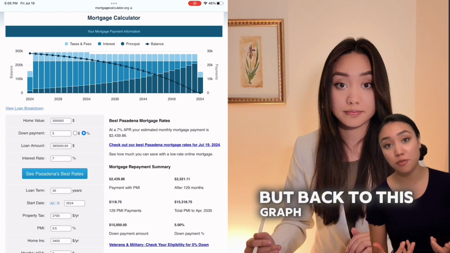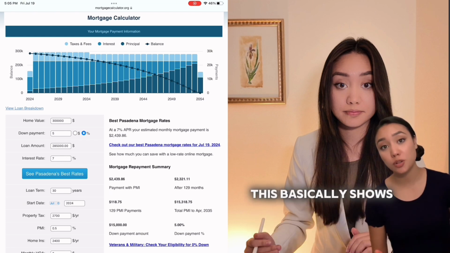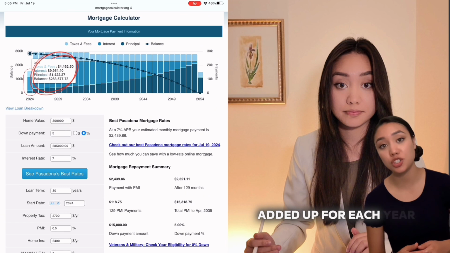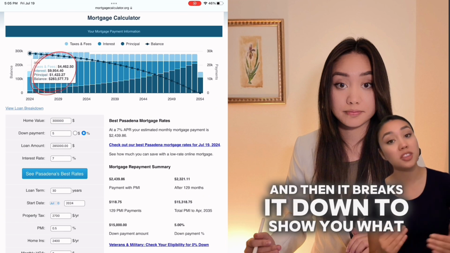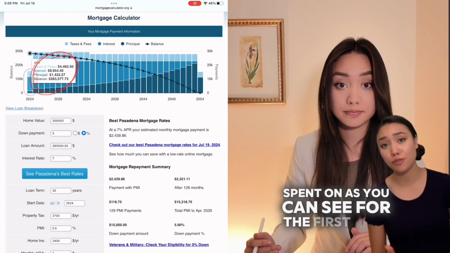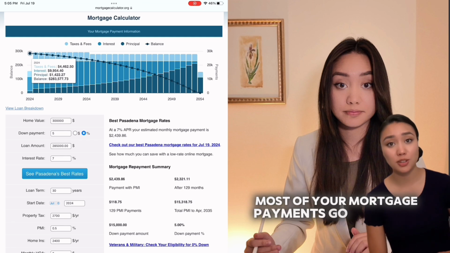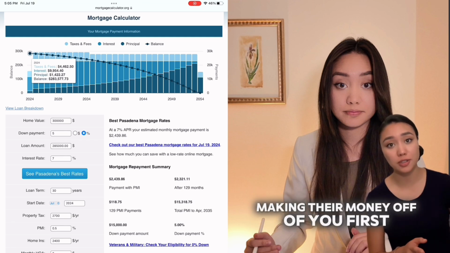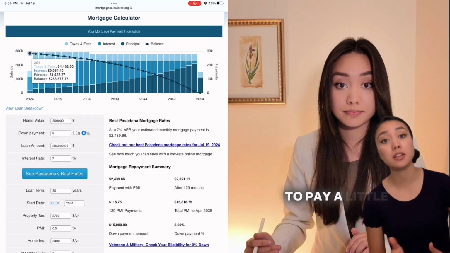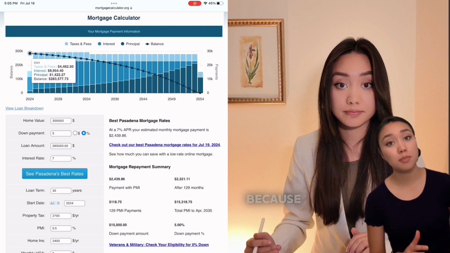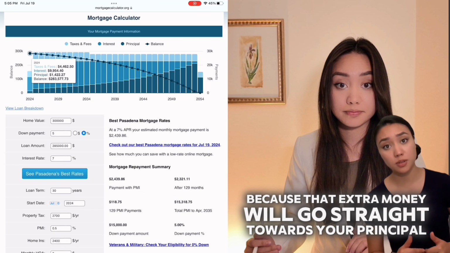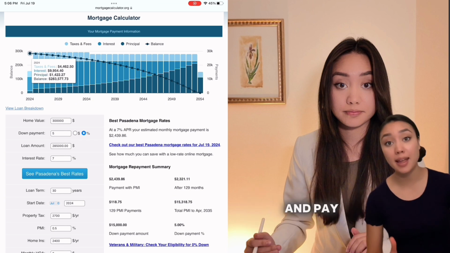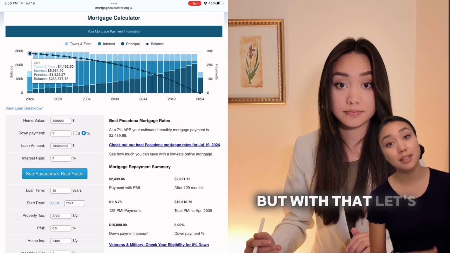But back to this graph from Mortgage Calculator, this basically shows you all of your mortgage payments added up for each year, and then it breaks it down to show you what that mortgage was spent on. As you can see, for the first half of your loan, most of your mortgage payments go towards interest. And that's because the bank is going to prioritize making their money off of you first. But this is why a lot of people say to pay a little bit extra down on your home when you can, because that extra money will go straight towards your principal so that you can pay off your home faster and pay less of that interest. But with that, let's calculate your equity.